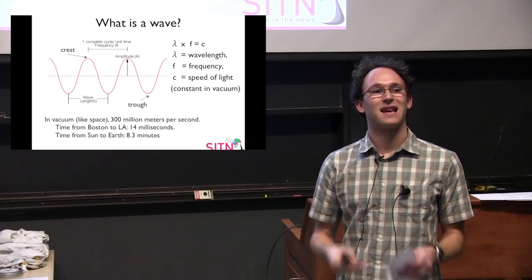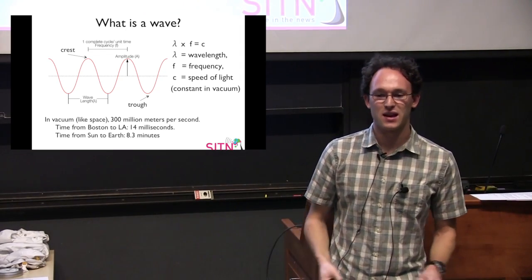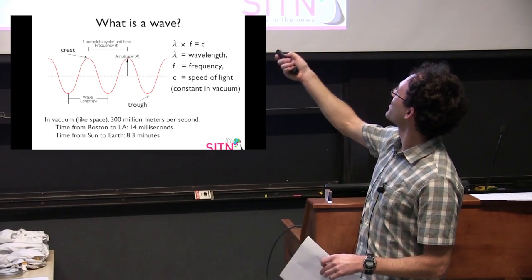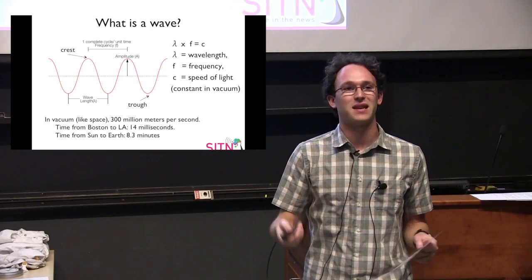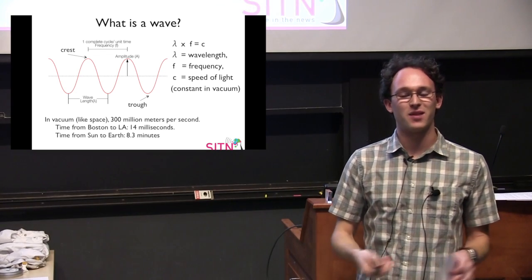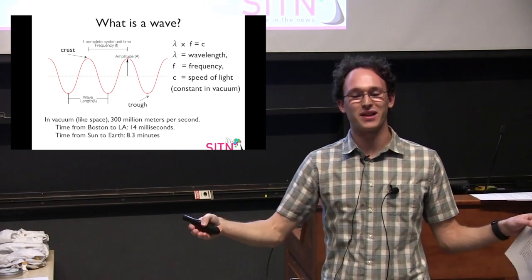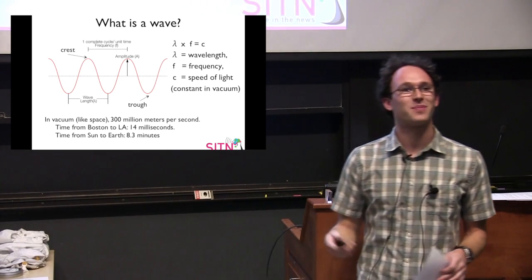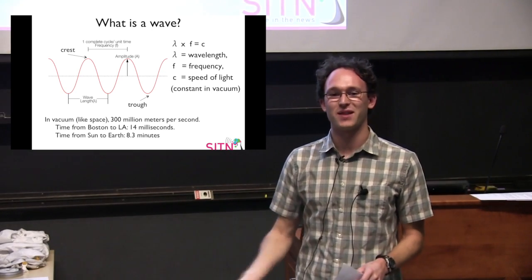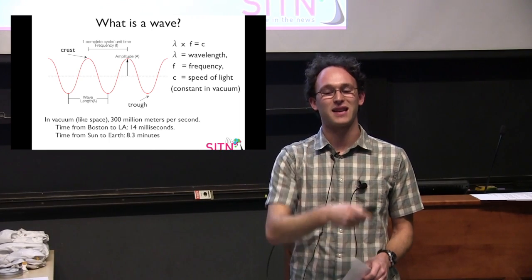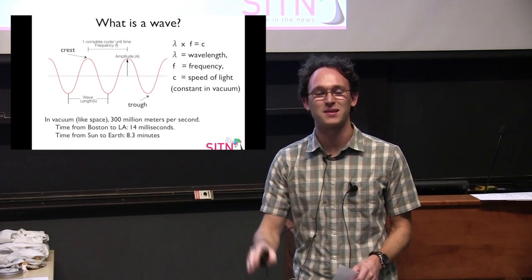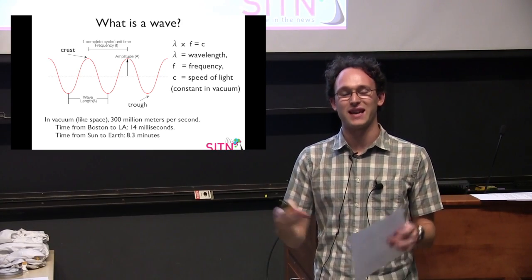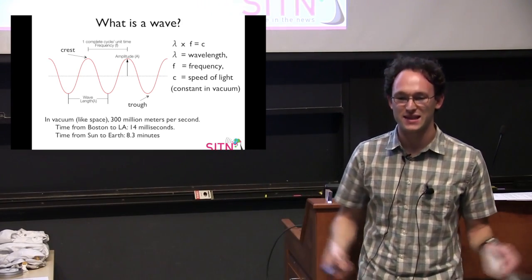The other main difference is that light waves move incredibly fast. If you multiply the wavelength times the frequency, you'll get c, which is the speed of light, which in vacuum is a constant no matter how big the wave is. And that is 300 million meters per second. To put that in perspective, the time it would take, if I turned on a light here, for the light to reach Los Angeles would just be 14 milliseconds. And the light that's coming from the sun actually takes 8.3 minutes to get to Earth because of how vast the distance is.